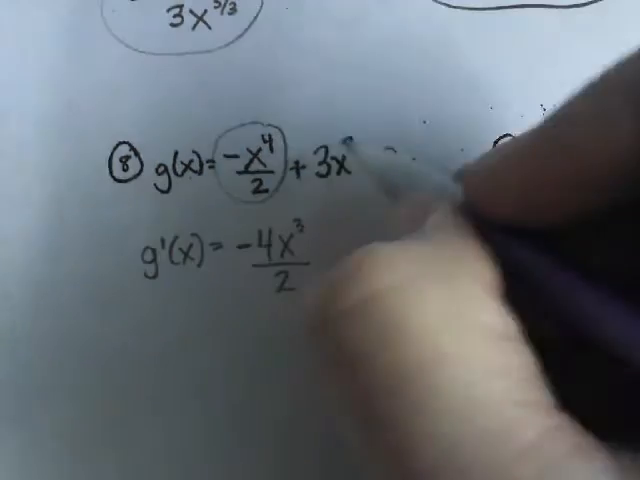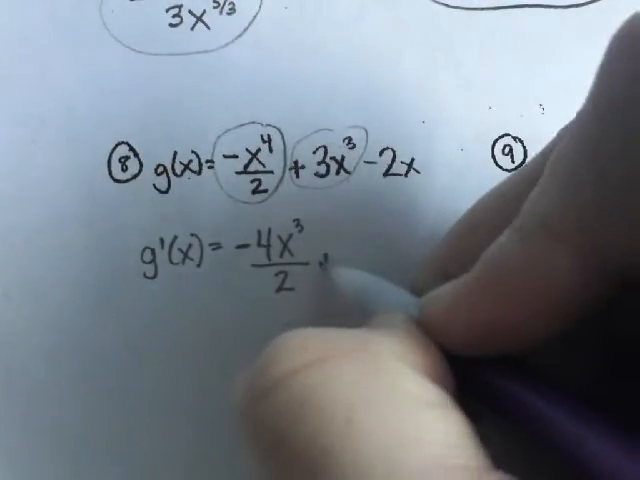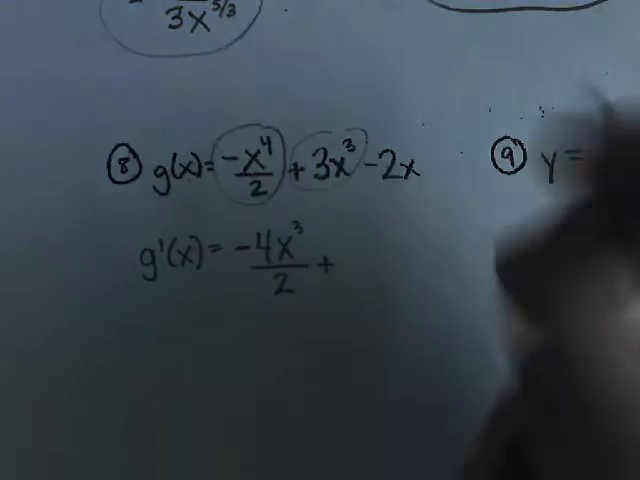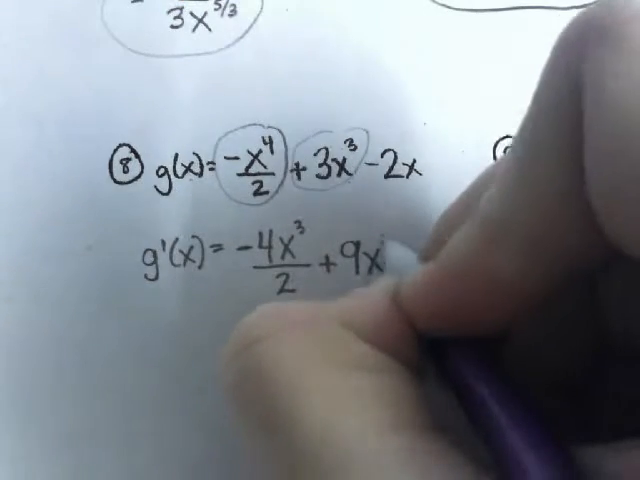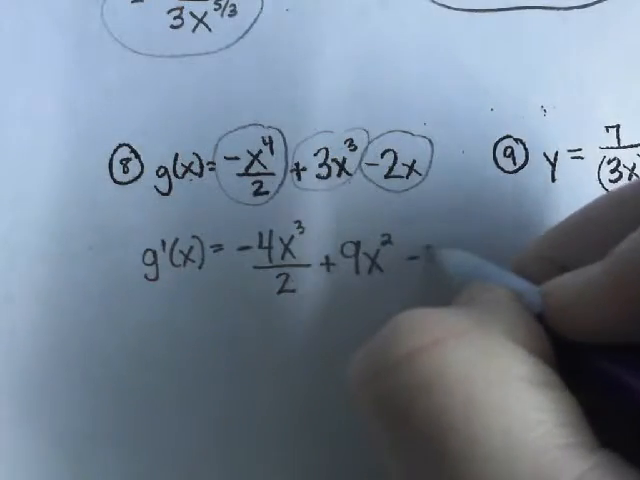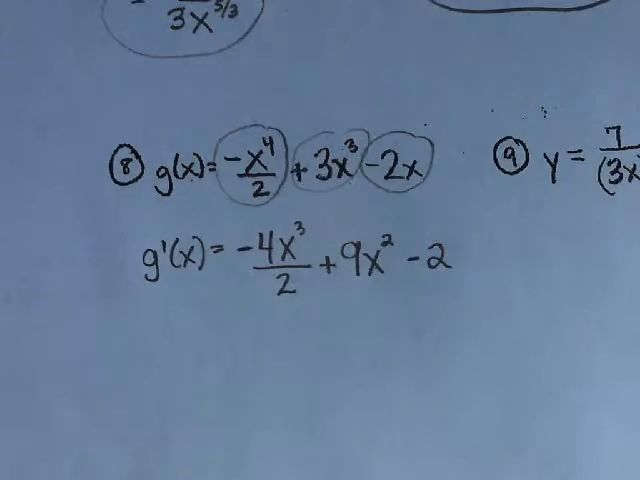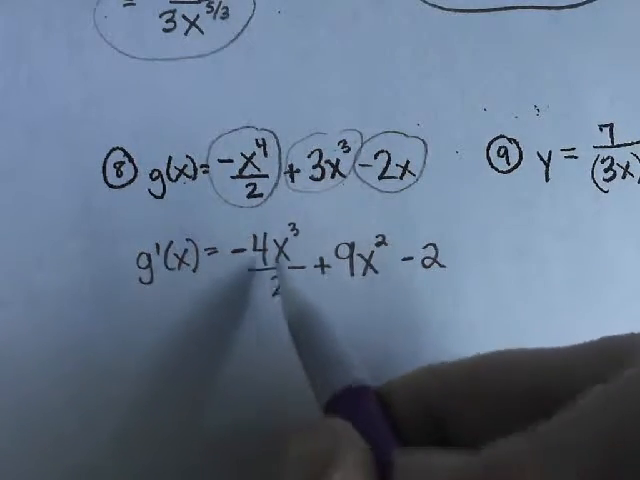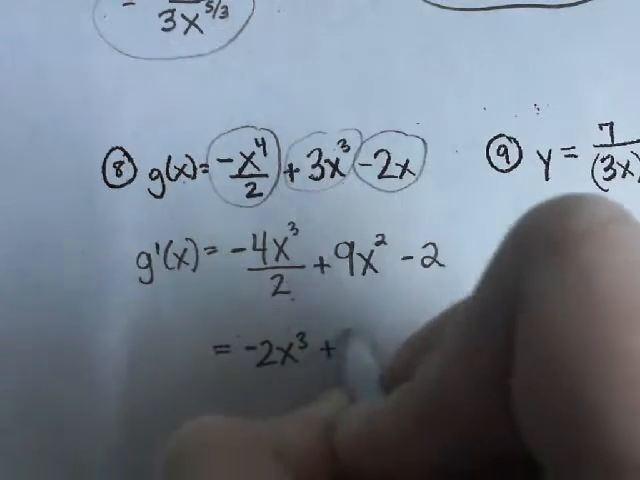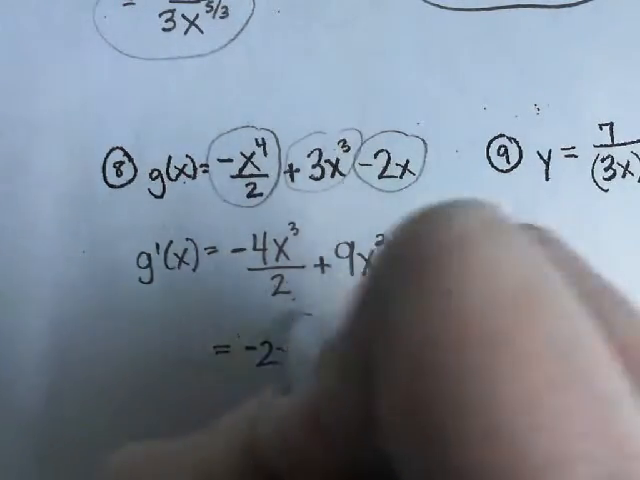Bryce L., the next one? 9x to the third. Yep. And Bryce C., the last term? Minus 2. So the only thing we really need to clean up here is this negative 4 divided by 2 is negative 2x cubed plus 9x squared minus 2.